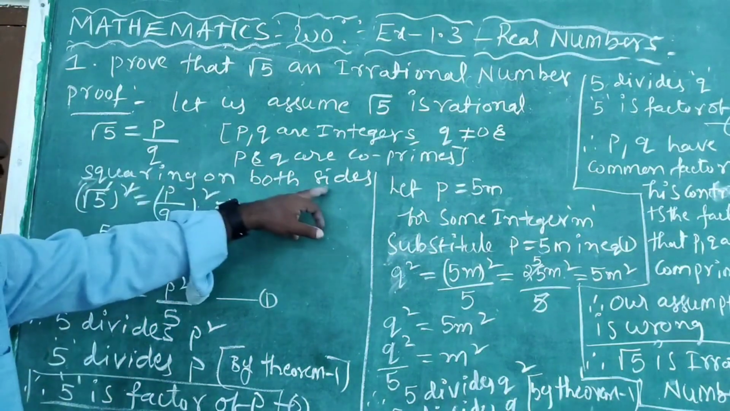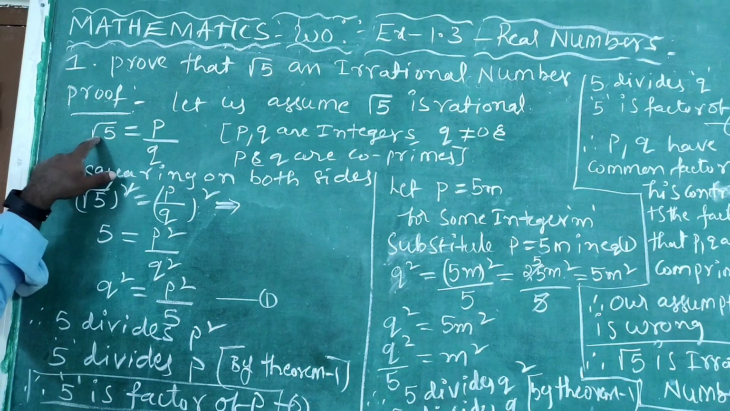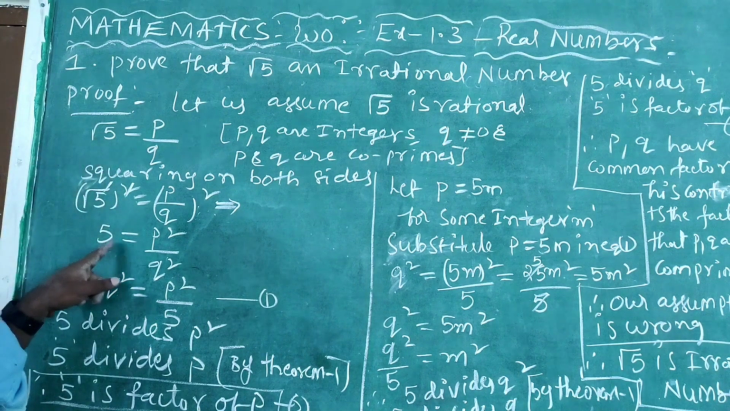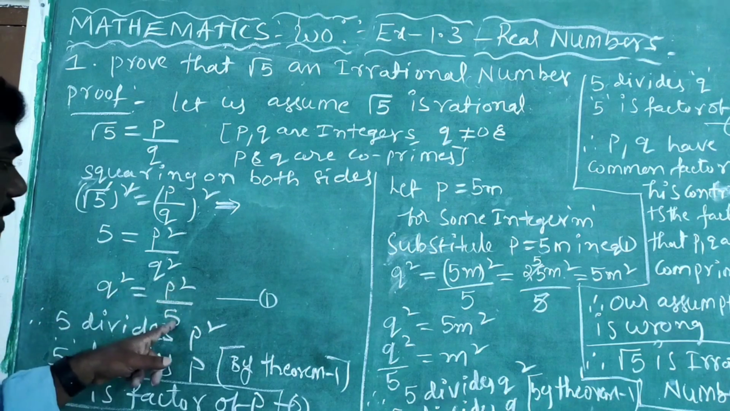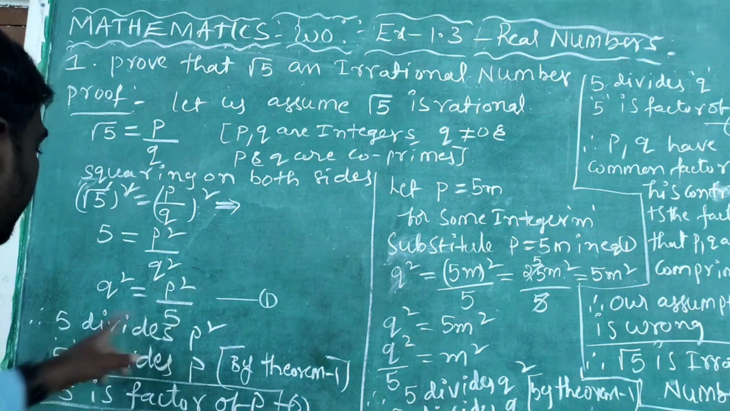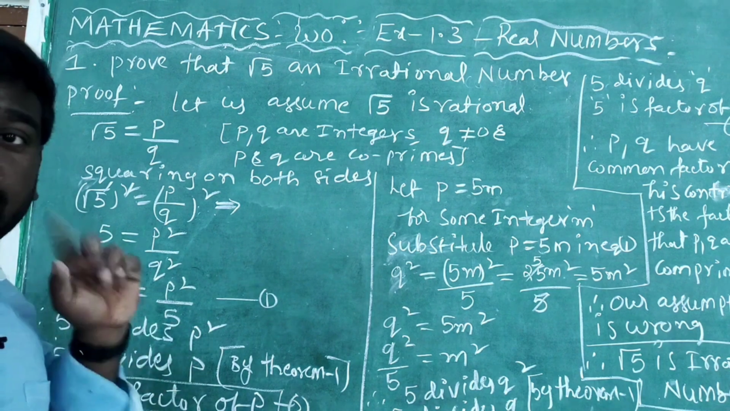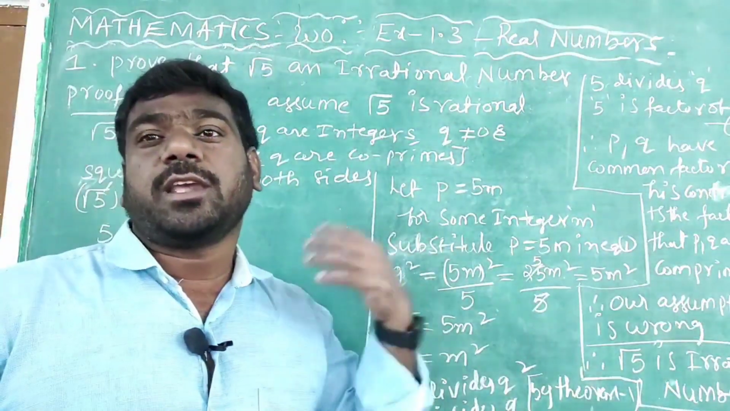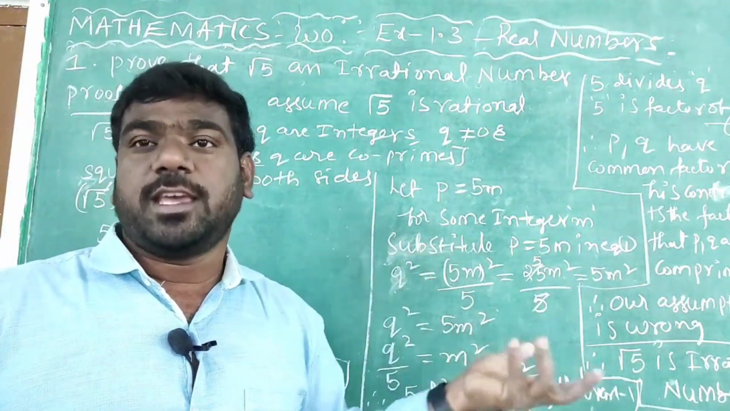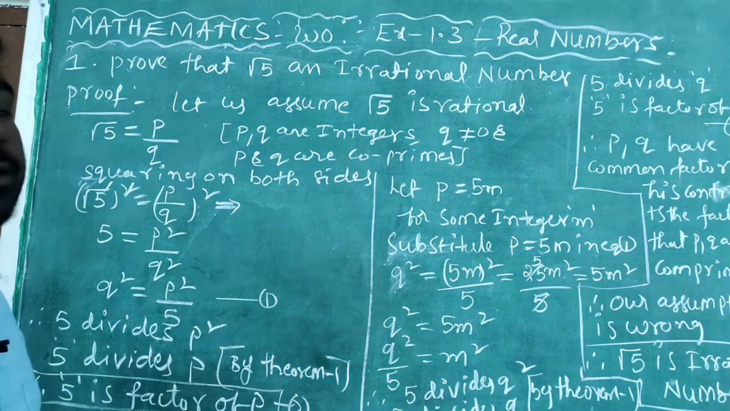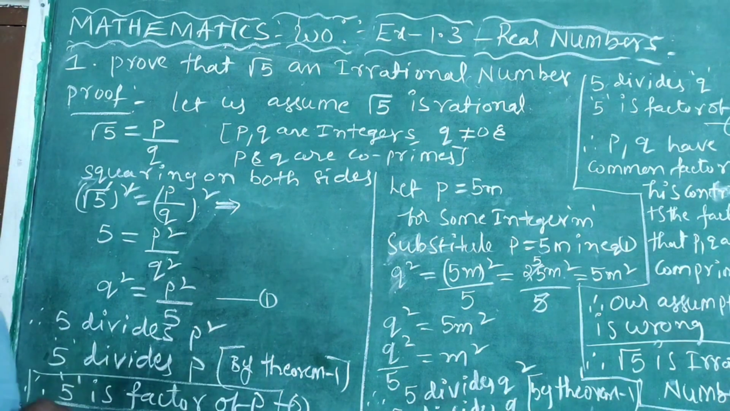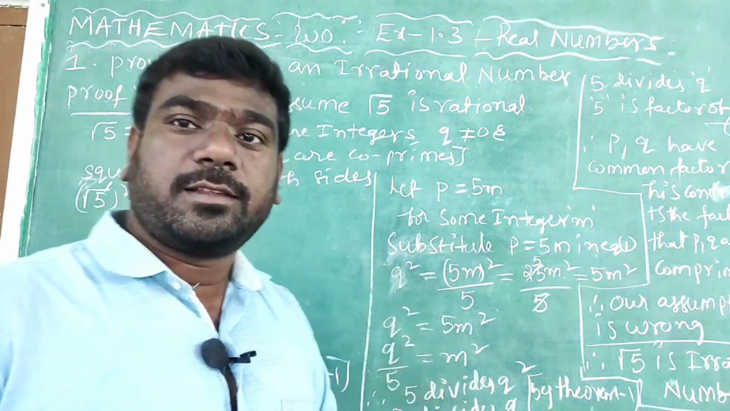First, squaring on both sides, we remove the square root. Then we get 5 is equal to p square by q square. Now transposing, we get p square is equal to 5 q square. It is in the form of 5 divides p square. Theorem 1: if p divides a square, then p divides a. So by using that, I can write 5 divides p. Meaning 5 is a factor of p. So p consists of one factor, that is 5.